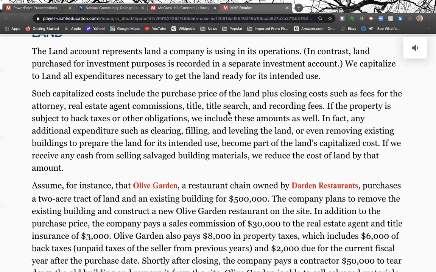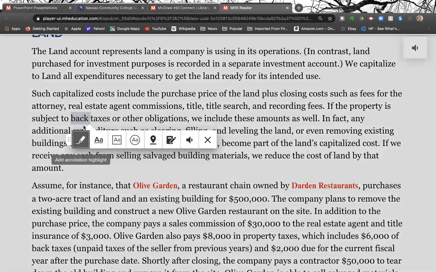If the property is subject to back taxes or other obligations, we include these amounts as well. What does that mean? Well, if the person that you're buying the land from owed taxes on that land and didn't pay them, you are obligated to pay them. That's not tax expense. That becomes part of the cost of the land, right? Why? The word back means before use.